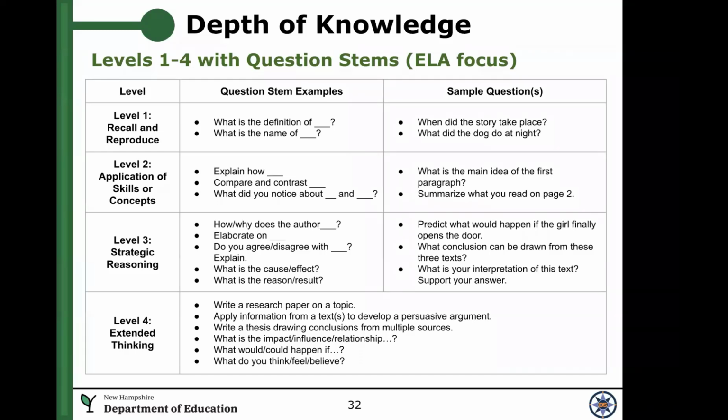So you'll see that across text commonality comes into play with a lot of this level 4 extended thinking, because that's a really complex higher order thinking skill.